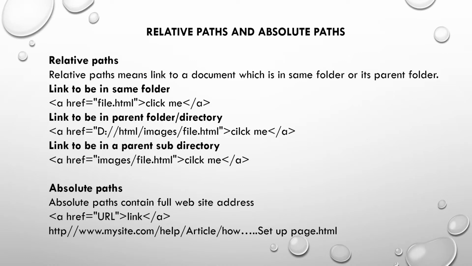Next topic is file paths. There are two types of file paths in HTML, that is relative path and absolute path. Relative path means a link to a document which is in the same folder or its parent folder. Absolute path contains the full website address.